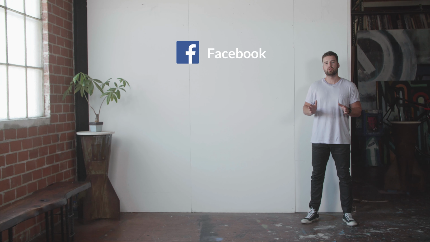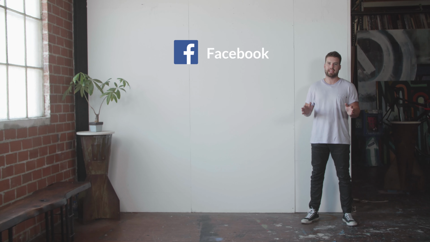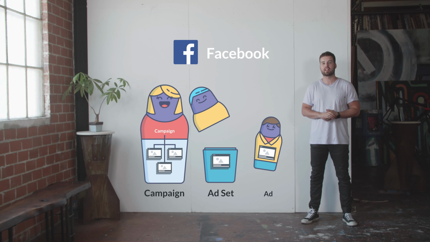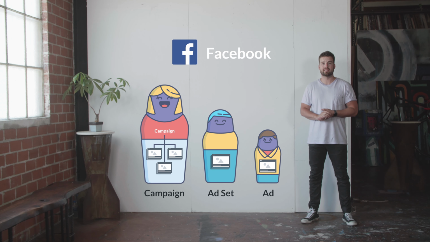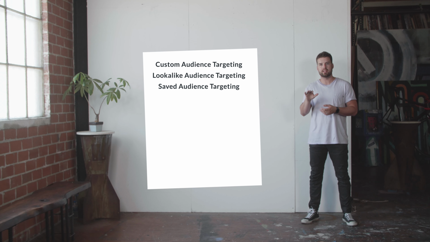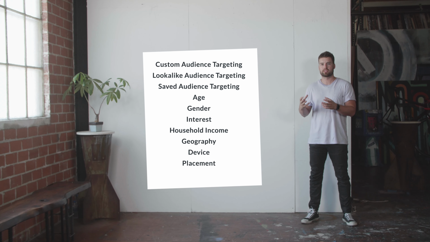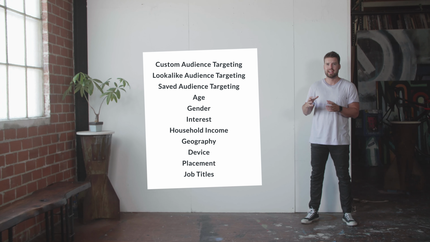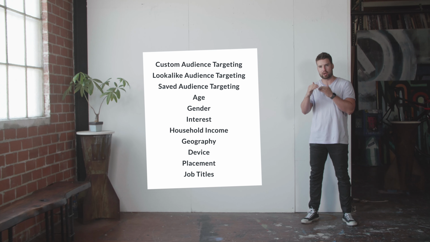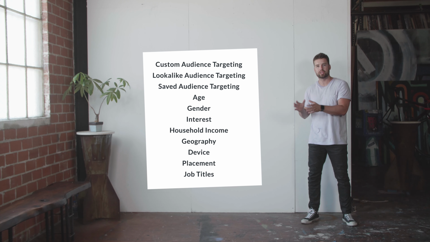For social, you can always look at a traditional Facebook campaign, and the thing that you're looking for here is the ad sets that have a lot of layers of targeting. So you can basically have custom, lookalike, or saved audiences, and within those audiences you can have demographics, interests, a lot of different things as far as job titles and job descriptions, household income.